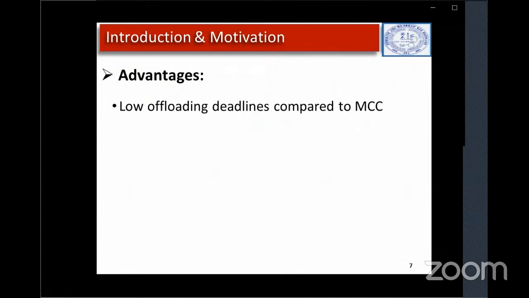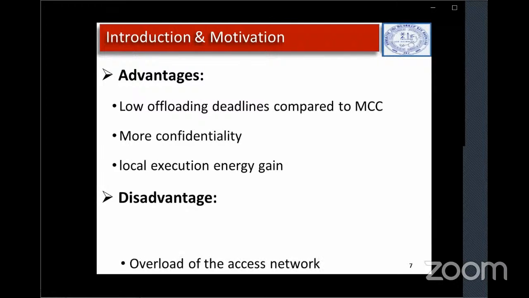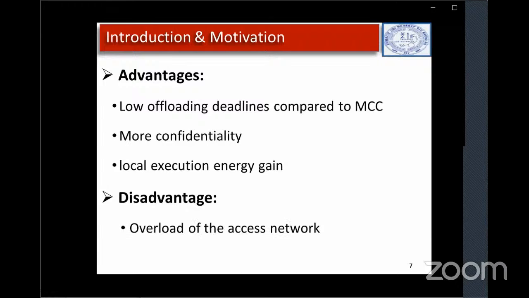Using mobile edge computing has many advantages. Low offloading deadline compared to mobile cloud computing, more confidentiality, and local execution energy gain. But we have to consider the following disadvantages. Overload of the access network.